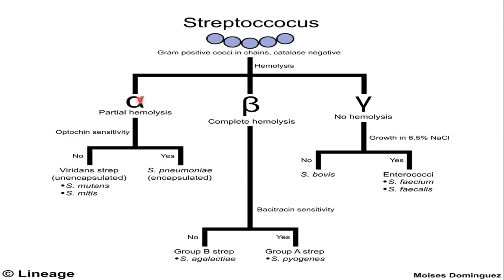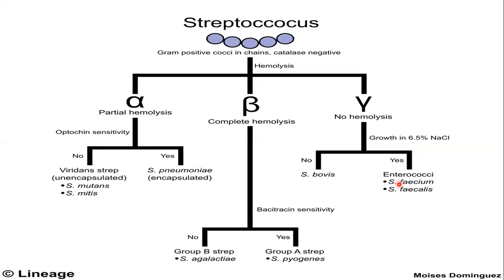So A for partial, P for optochin, B for beta, B for bacitracin. Take note of that. Under gamma hemolysis, or those Streptococcus species which do not produce hemolysin, these are differentiated as to growth in 6.5% NaCl. Now, if they grow in 6.5% NaCl, meaning the growth is not inhibited by salt, they are tolerant to the effects of salt. They are halotolerant.